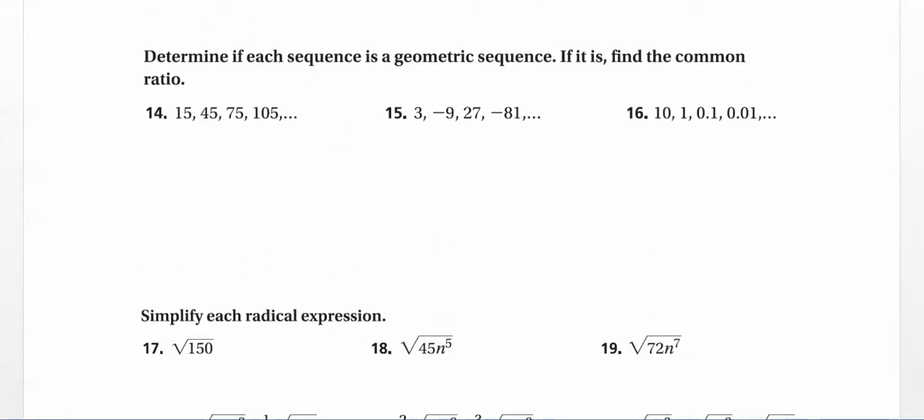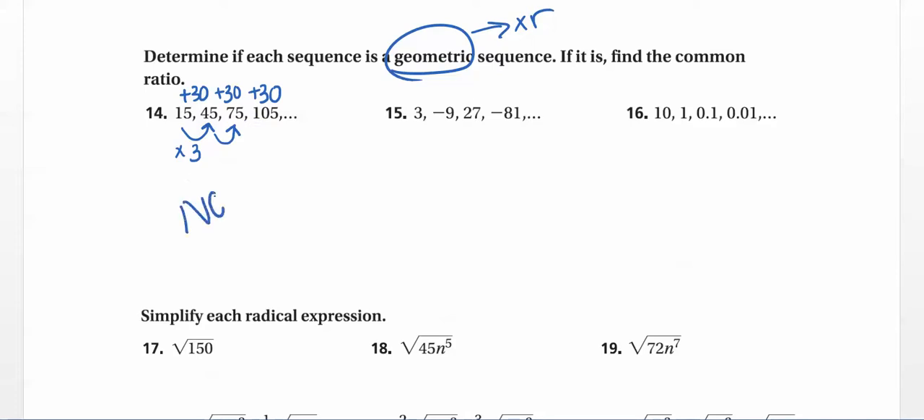Alright, so we have to decide if each sequence is a geometric sequence. Geometric sequence is when you are multiplying by an r, a number that we call the common ratio each time. Okay, so from 15 to 45, that's times 3. But from 45 to 75, that's not times 3. This one actually looks like it's adding 30. Now, adding is cool and all, but that's not geometric. That's arithmetic. So this one's not geometric.